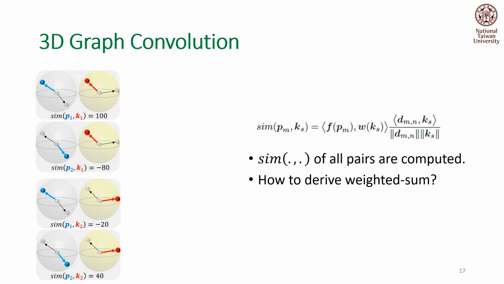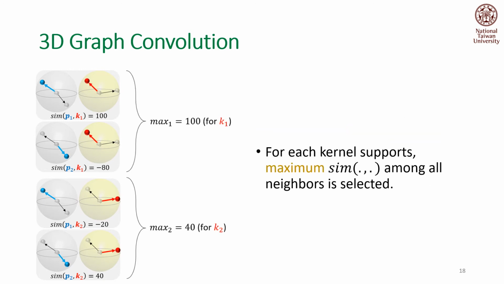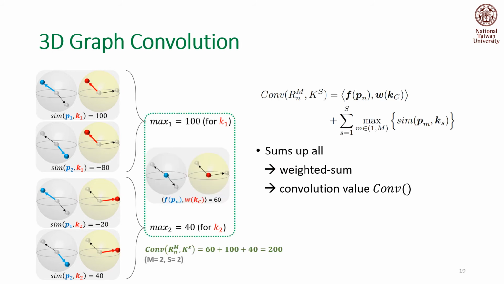Then, how do we derive the weighted sum? For each kernel support, the maximum similarity value among all neighbors is selected for aggregation. For example, for kernel support K1, the similarity with P1 is the largest, and the value 100 is selected for the weighted sum. Next, we sum up all the maximum values and the inner product between the feature vector and weight vector of the central nodes. Finally, we define the convolution between the receptive field and the kernel.